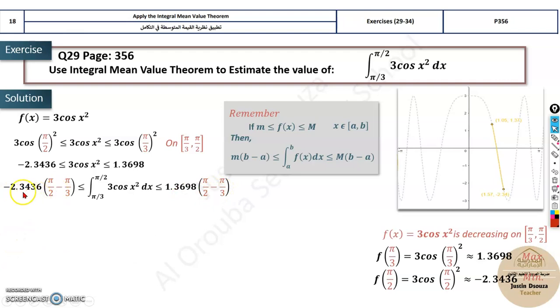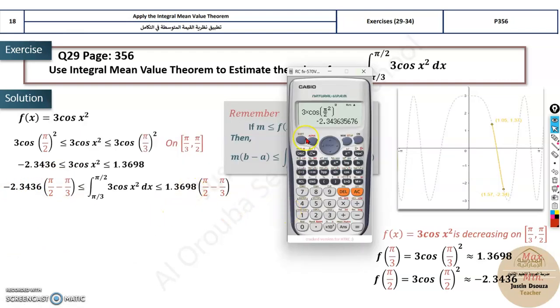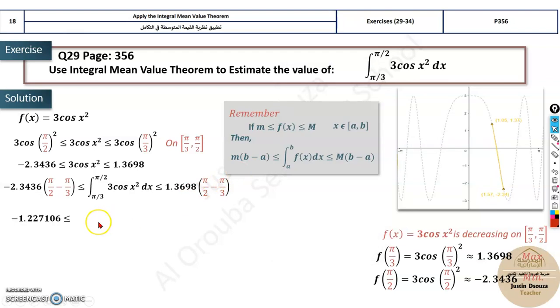Now solve these in the calculator. See, all you need to do over here is, this is the answer. So I'll just take it as multiply. Over here, pi by 2 first, minus pi by 3, and you will get the answer over here. That is the answer.